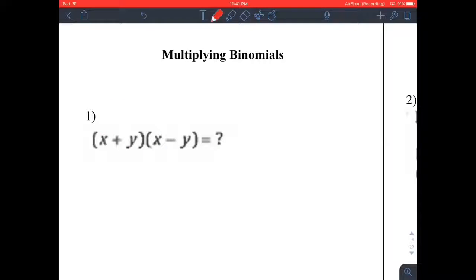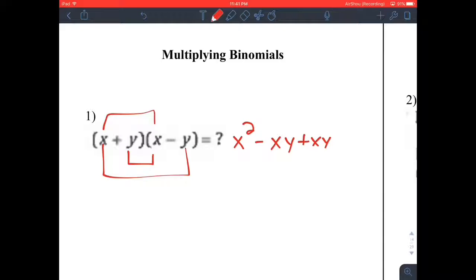If we multiply x times x, we're going to get x squared. If we multiply x times subtract y, we get minus xy. If we multiply y times x, we get plus xy. If we multiply y times a minus y, you get minus y squared.